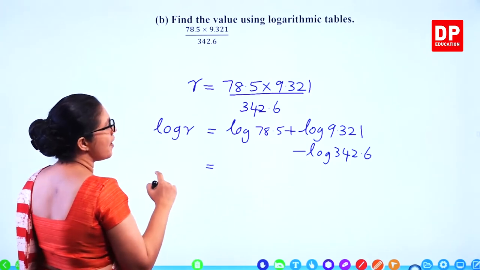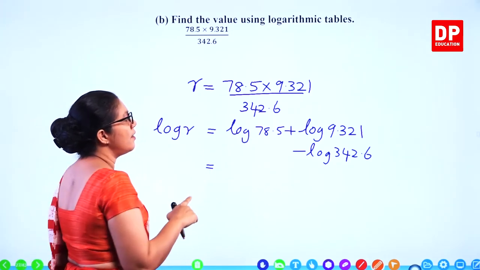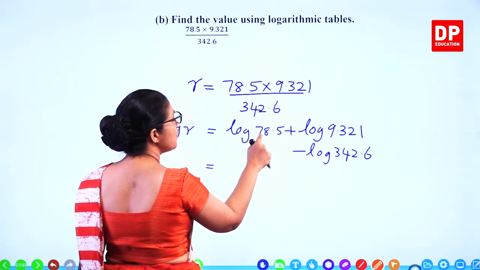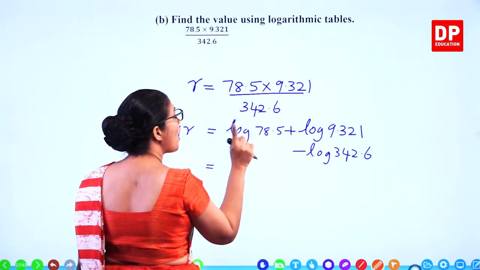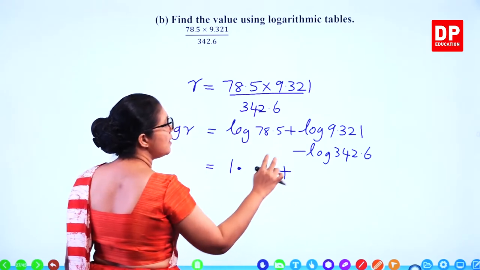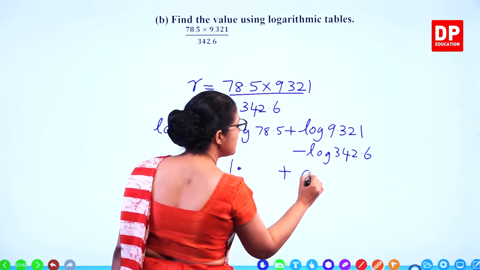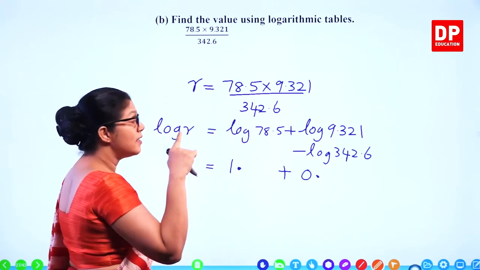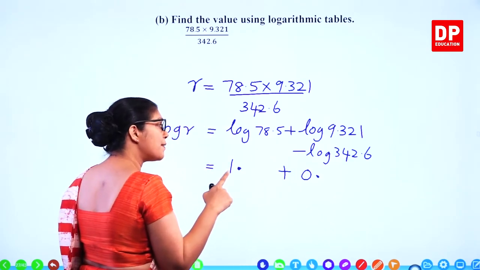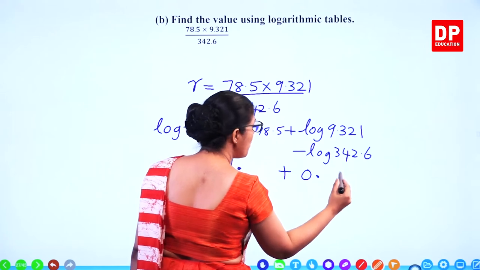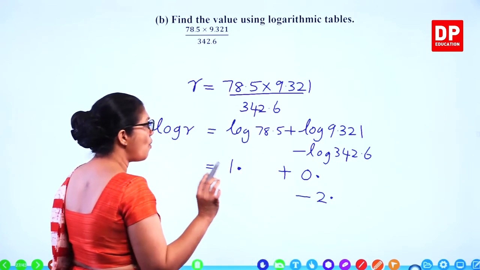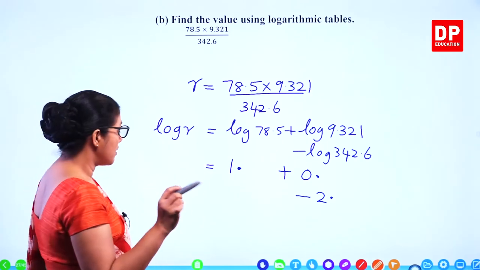Now when you subtract, you have to first write down the number in scientific notation. 78 means 1 point something. So before you refer the table, write down 9 point something means 0 point. 10 to the power what? You have to find out. 342 means 2 point something. So you have to subtract 2 point something. Now we can refer the logarithmic tables.